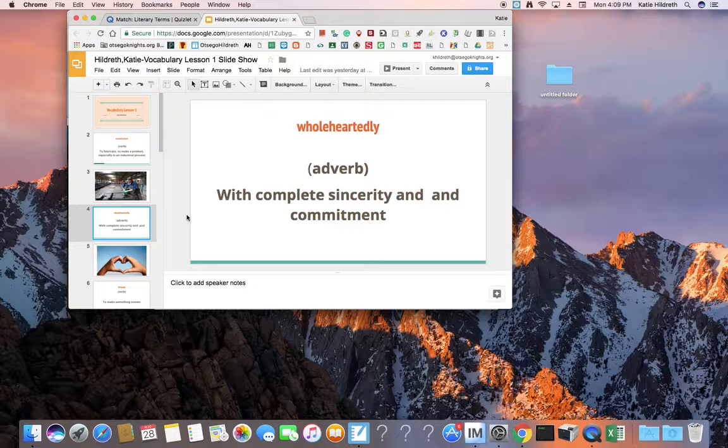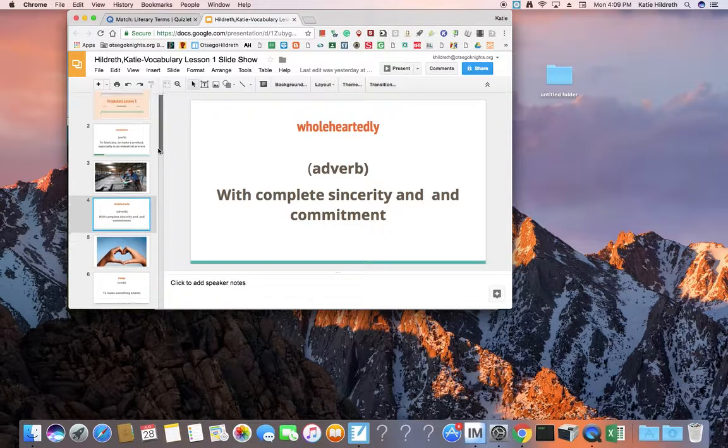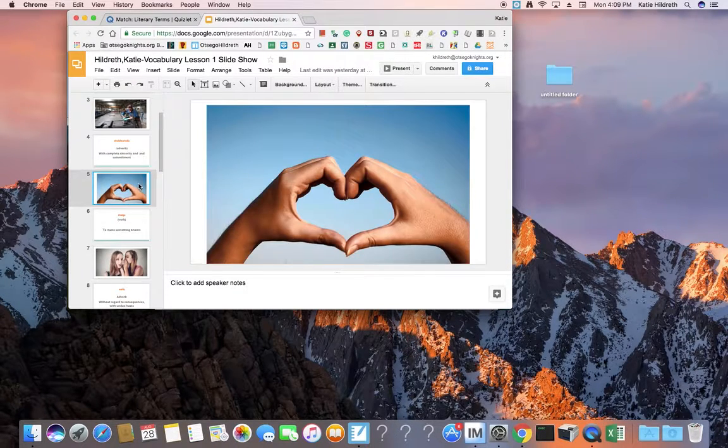Now, sincerity. If you're a sincere person or you have sincerity, it means that you truly care about someone or something. Commitment means that you are willing to do things and you stick to doing something. So if you're wholeheartedly doing something, you're doing it with feelings and you are willing to continue to do it. The picture that I included was of a heart, because sincerity and caring have to do with our hearts.